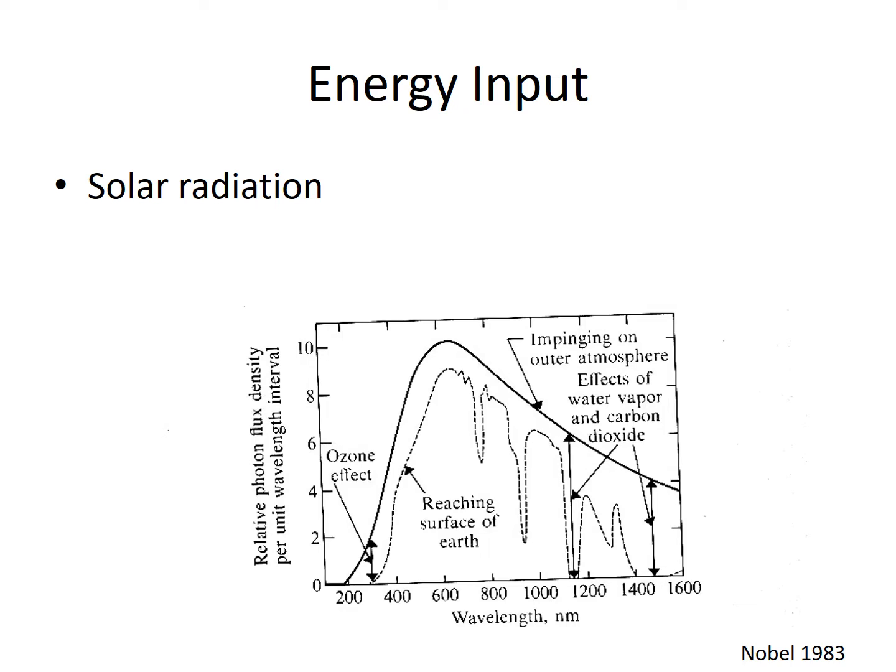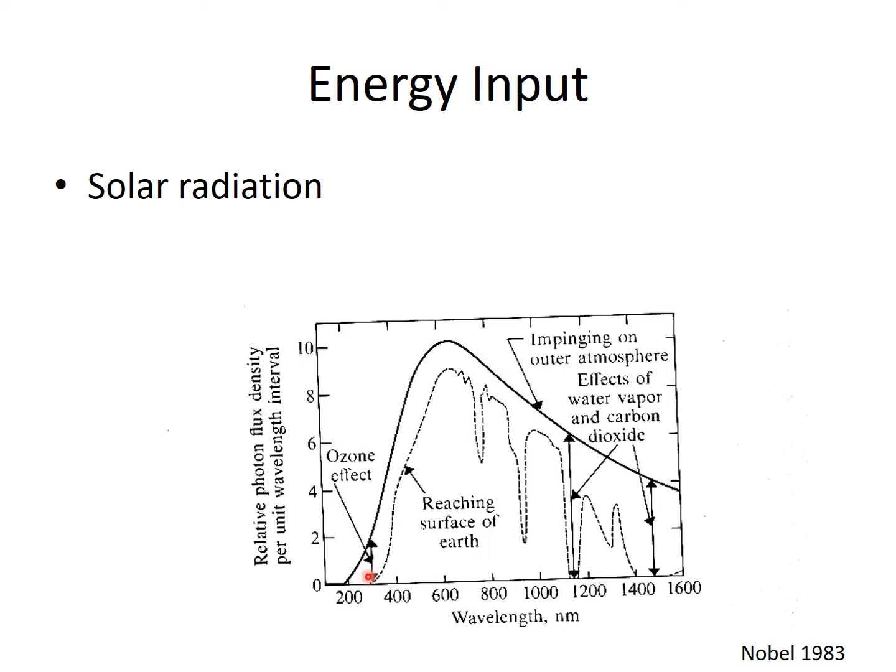The starting point for talking about energy balance are the energy inputs. And when we talk about energy input from an energy balance standpoint, we're talking about solar radiation, radiation from the sun. And this graph shows relative solar radiation received at the Earth's surface and also received above the atmosphere across a range of wavelengths. So just as a review, visible wavelengths are approximately from 400 to 700. Those are the wavelengths we can see.